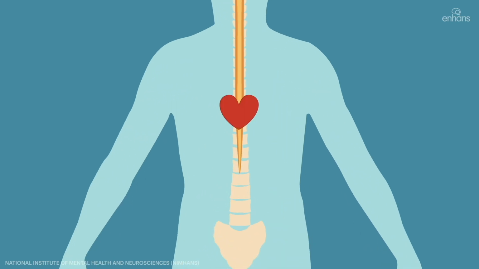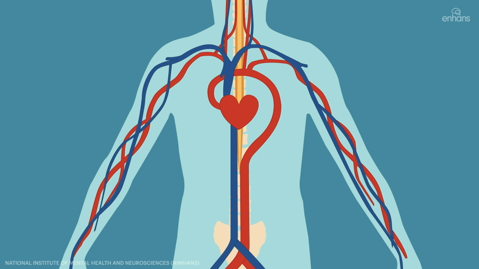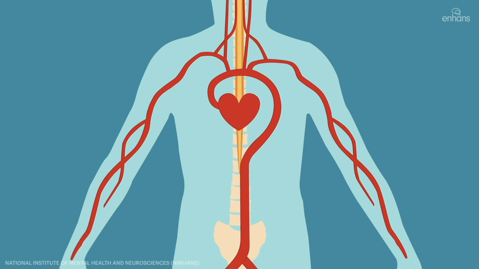The heart and two kinds of blood vessels are responsible for sending and receiving blood from all parts of the body. The blood that goes from the heart supplies every part of the body with oxygen. Oxygen is necessary for life.